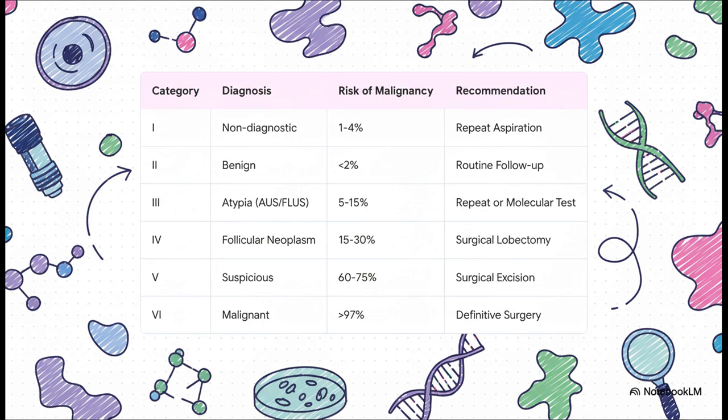And this table brilliantly shows how cytopathology is used in the real world to guide patient care. The Bethesda system for thyroid nodules takes that cellular evidence from a needle sample and translates it directly into a risk of cancer and a clear recommendation. So, a Category 2 result means just routine follow-up. But a Category VI finding means definitive surgery. It's a perfect example of how pathology directly informs what happens next for the patient.